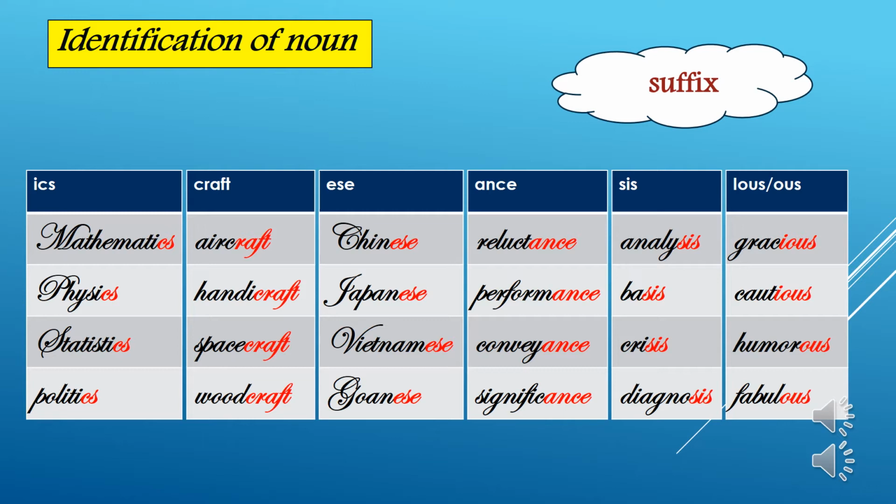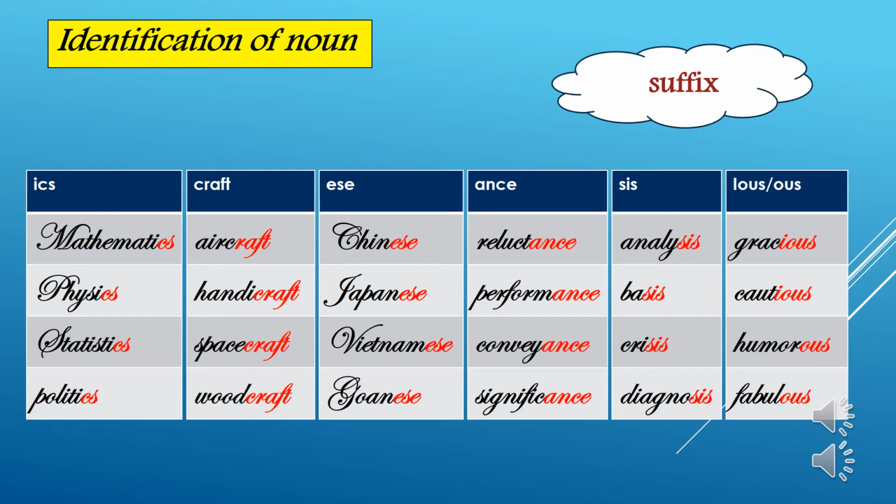noun. Likewise, craft as a suffix: aircraft, handicraft, spacecraft, woodcraft. So, craft is a sign of noun. Now, ese: Chinese, Japanese, Vietnamese, Goanese. So, all these words have ese at the end of the word. So, ese denotes a suffix, and ese at the end denotes nouns.